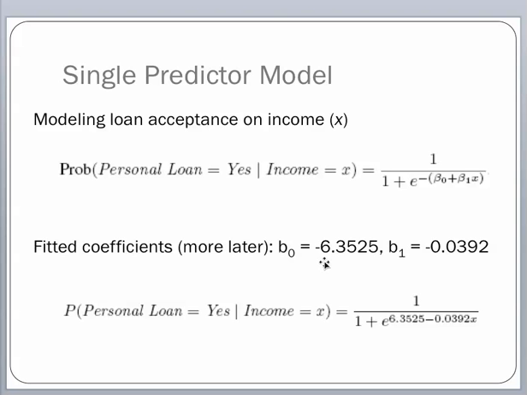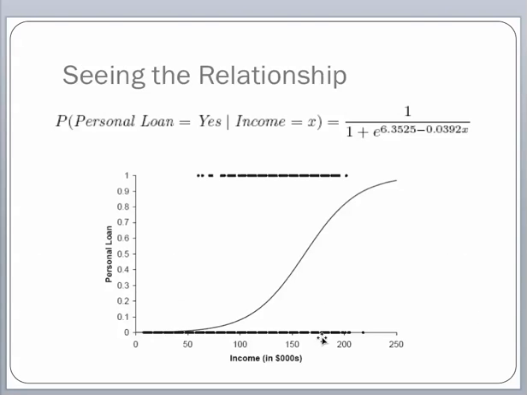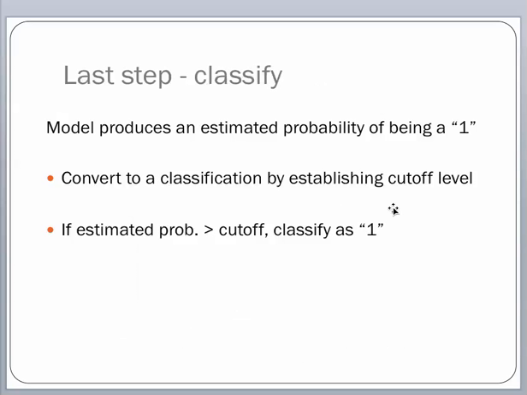Beta 0 is a constant. Beta 1 is the coefficient for income here. And you would just plug that into the equation, like so. So you can see here that regardless of the value of income, the probability outcome stays between 0 and 1.